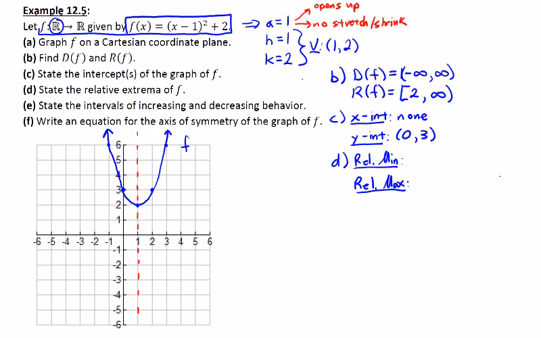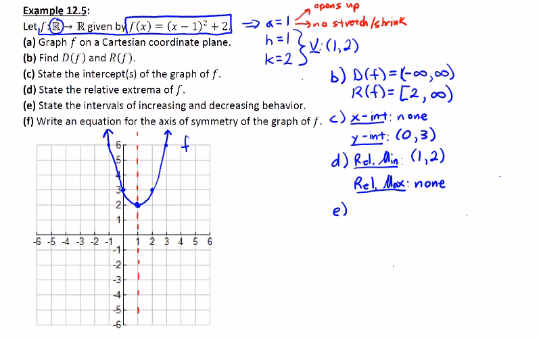Clearly from the picture, we can see that the vertex represents the lowest point, which is going to be our relative minimum. So our relative minimum will be located at the vertex (1, 2), and there is no relative max. We'll write none for that. All right, moving on, part E wants us to state the intervals of increasing and decreasing behavior.